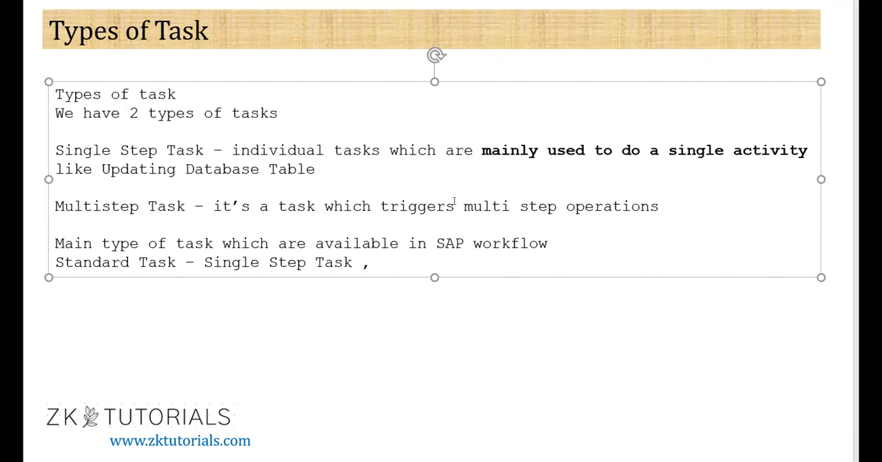Is this clear, guys? Single step task, and this is cross-client. What does cross-client mean? Whether we are using client 100 or client 200, whatever the client or whatever the system, the name of the particular task will remain the same. It will not change. Then it does not have any validity period, so it is unrestricted. So what does validity period mean?